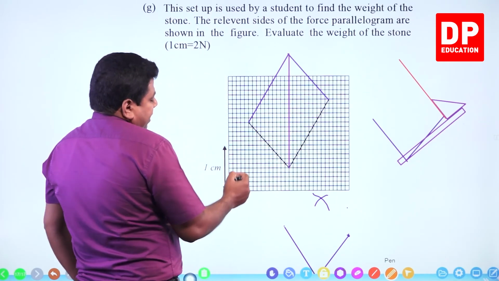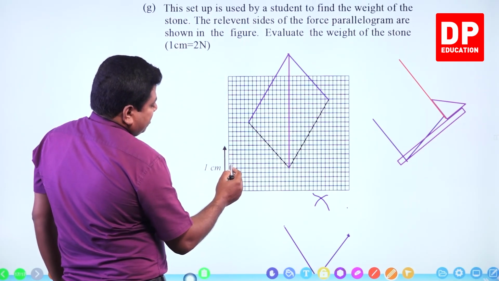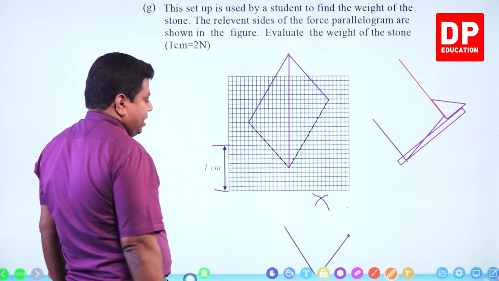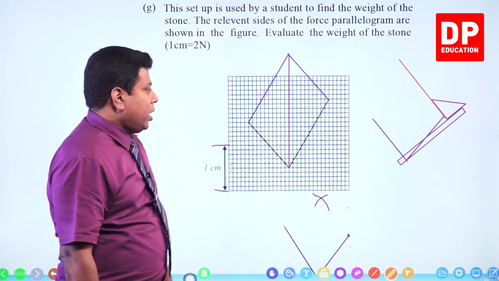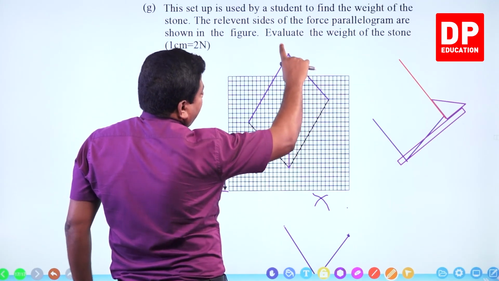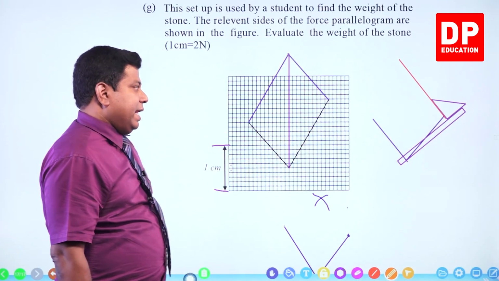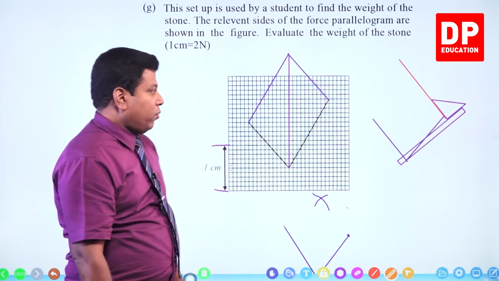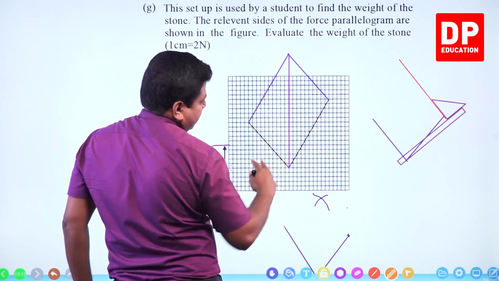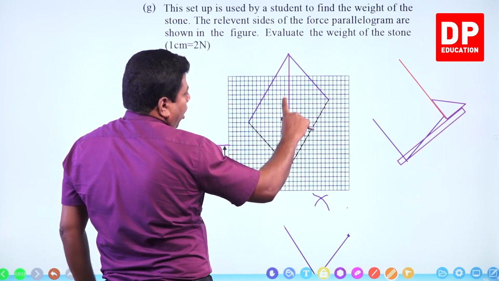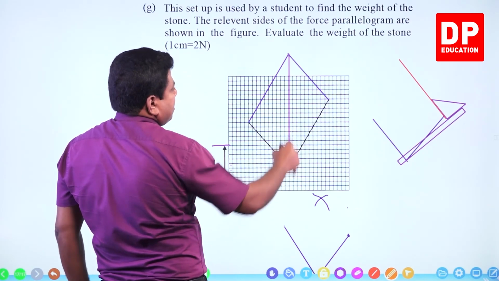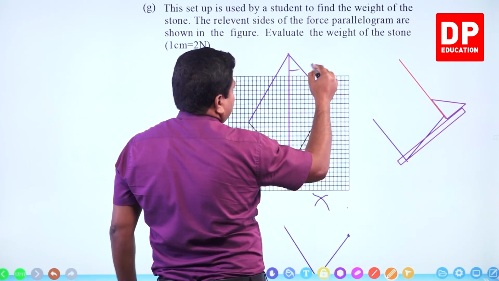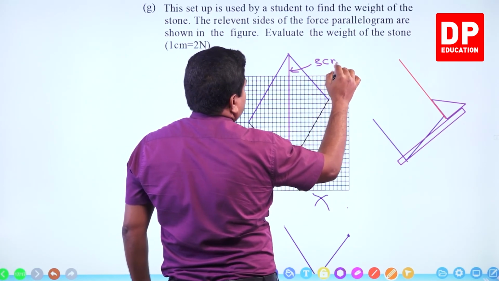Then you can see here they say 1, 2, 3, 4, 5, 6, 7, 8, 9, 10. 10 divisions is 1 centimeter. Now I have to count how many divisions are here, right? In the exam, the grid that they gave was sufficient for us to complete this, right? So you can count how many are there. It was 30 divisions we had here, 30 divisions. Then this is going to be 3 centimeter.